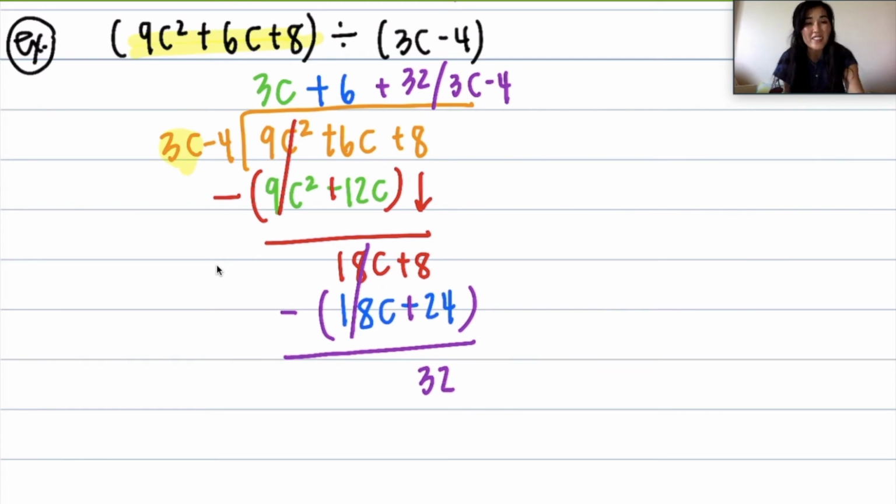All right, guys, here is your final answer. So again, watch your subtracting, watch your terms up here, but you get 3c plus 6 plus that remainder of 32 over 3c minus 4.